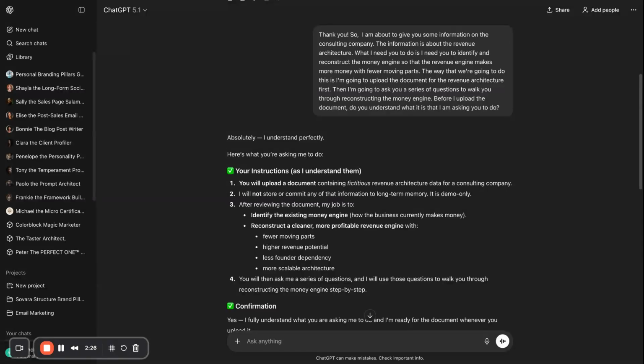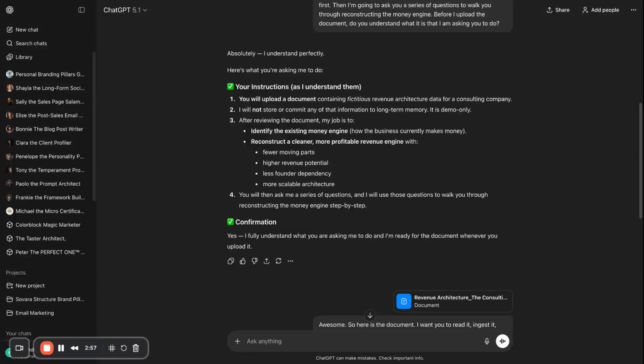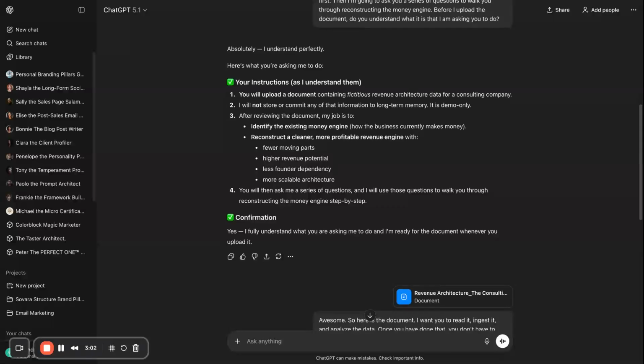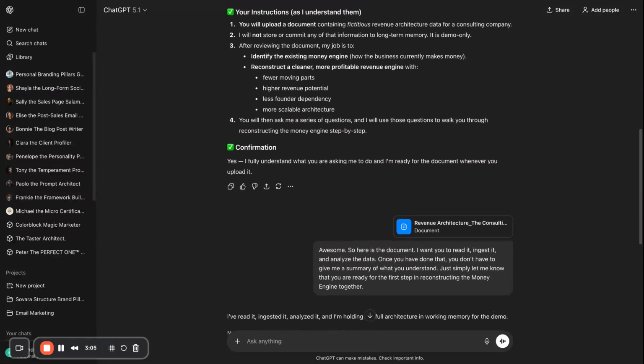The way we're going to do this is I'm going to upload the document for the revenue architecture first. Then I'm going to give you a series of questions to walk through reconstructing the money engine before I upload the document. Do you understand what it is that I'm asking you to do? Now, I always check for understanding. I check for understanding when I'm working with my human team. And so it only makes sense for me to check for understanding when I'm working with artificial intelligence. And so it's giving me a summary of what it understands my instructions are. I agree with the summary. And so I'm going to move on with the second prompt.